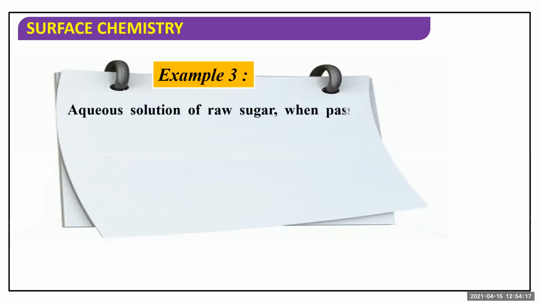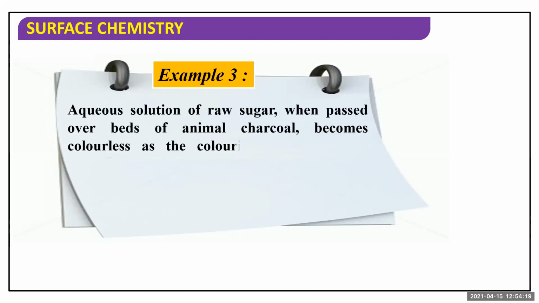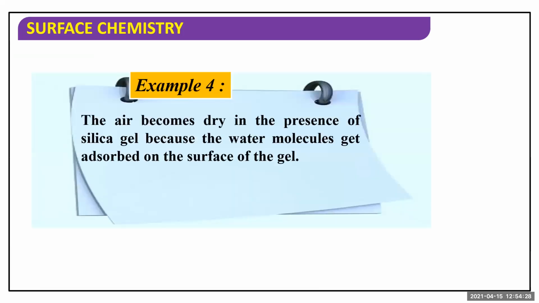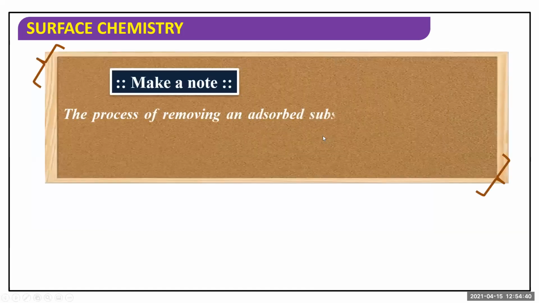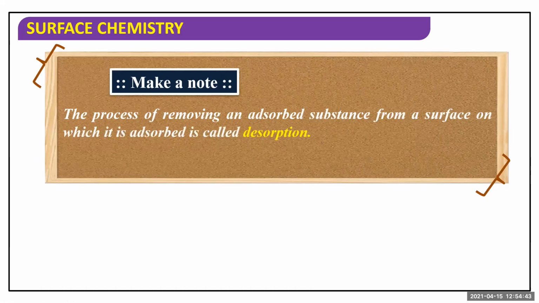Example 3: an aqueous solution of raw sugar, when passed over beds of animal charcoal, becomes colorless as the coloring substances are adsorbed by the charcoal. Example 4: the air becomes dry in the presence of silica gel because the water molecules get adsorbed on the surface of the gel. Note, the process of removing an adsorbed substance from a surface on which it is adsorbed is called desorption. So the opposite of adsorption is desorption.